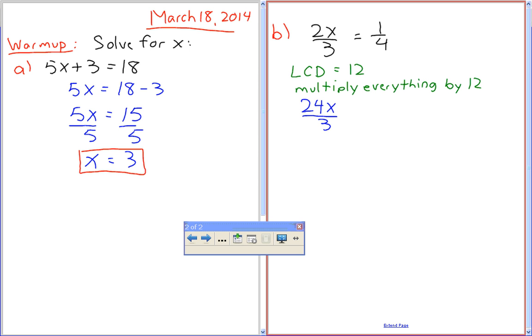Can I get a second volunteer to do the same thing? Somebody new. Multiply this right hand side by 12, please. 12 over 4. Thank you. Okay. 1 times 12 is just 12 over 4.